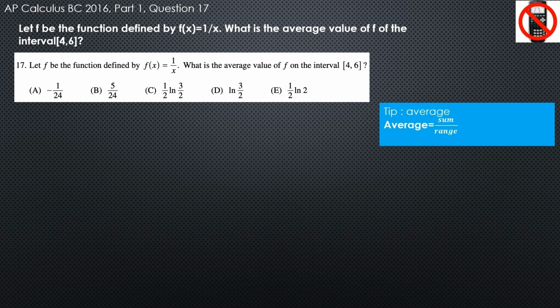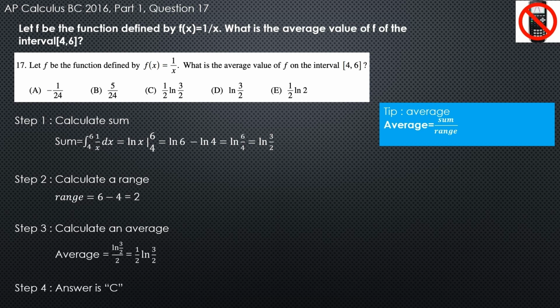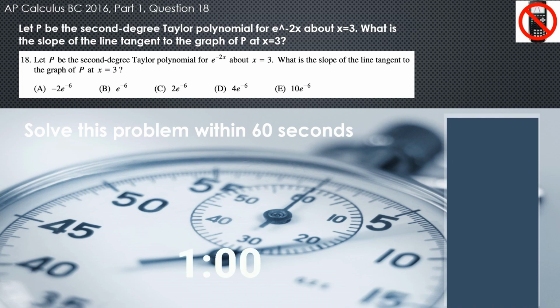Average equals sum over range. Step 1. Calculate the sum. Step 2. Calculate the range. Step 3. Calculate the average. The answer is C. Solve this problem within 60 seconds.